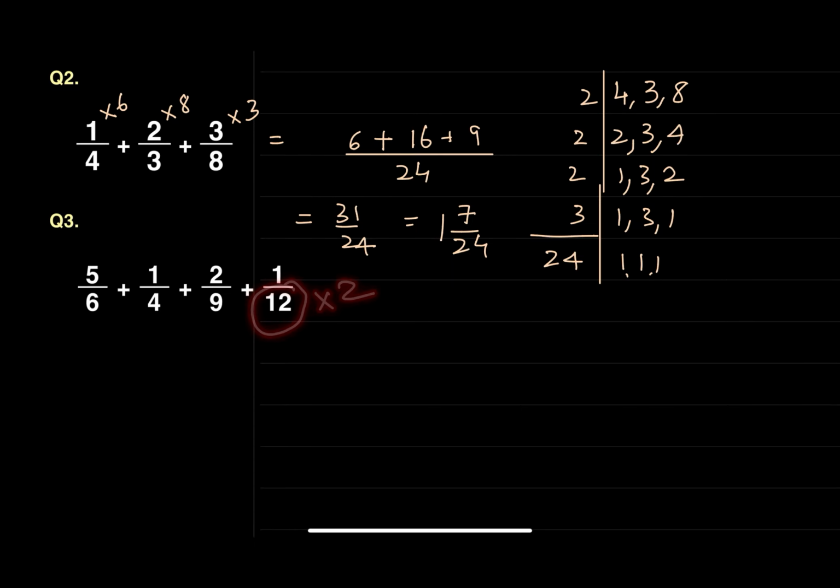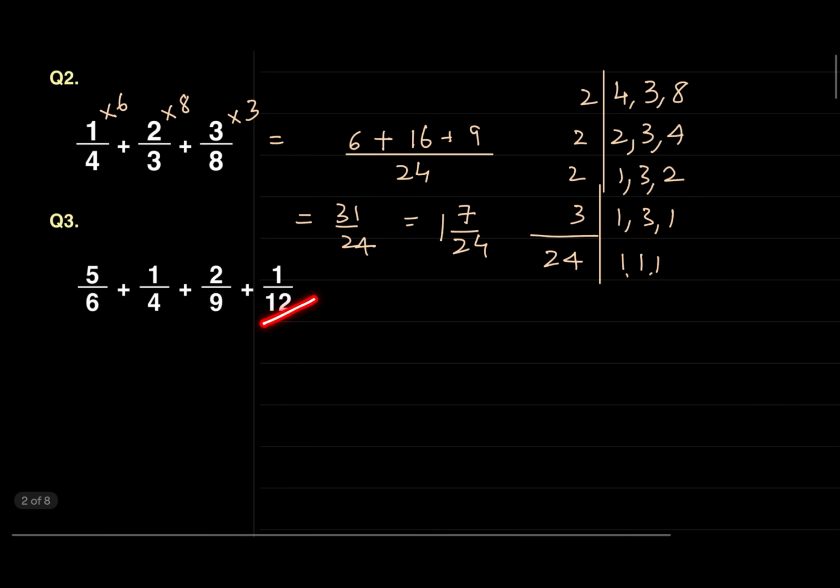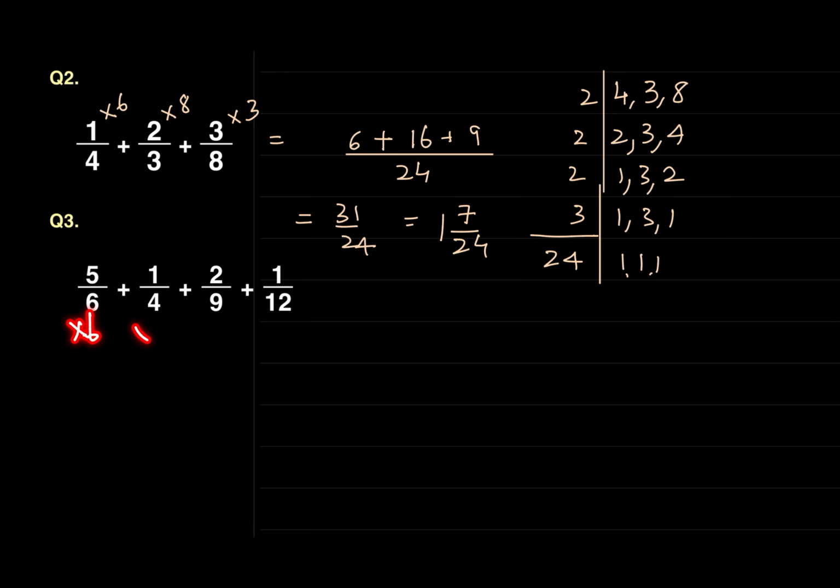12 2s is 24, okay. 24, no, it doesn't come in 9 times, so forget it. 12 3s are 36, yes. 6 into 6 is 36, 4 into 9 is 36, 9 into 4 is 36 and 12 3s is obviously 36. So the LCM is 36.